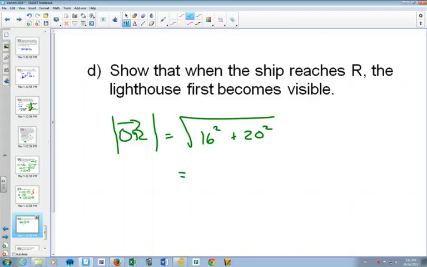225 plus 400 is 625, which means that it is exactly 25 away from the lighthouse, and that was the radius at which the lighthouse could see. So because its distance is 25, it could see it at that moment.